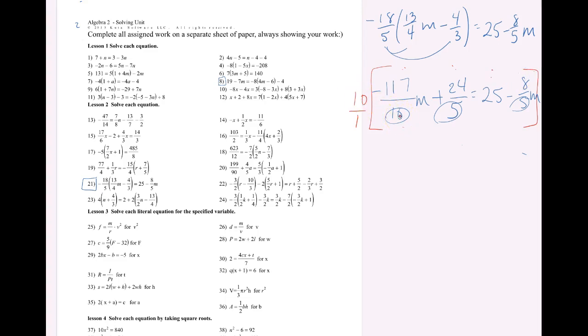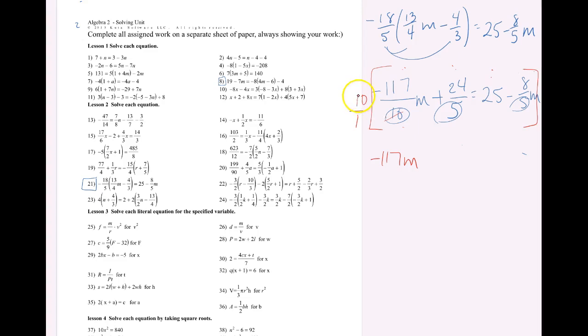okay? So for instance, like 10 over 1 times negative 117 over 10, the 10s are going to cancel right there, and it's just going to leave negative 117 over m. If you don't believe me, type it into the calculator, and you will see those 10s reduce, and it just gets rid of the fraction altogether.